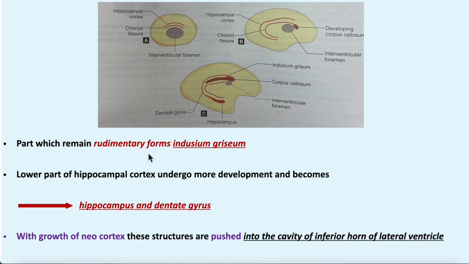Now the part which remains rudimentary forms the indusium griseum. So this portion is known as the indusium griseum. The lower part of the hippocampal cortex undergoes more development, which is going to form the hippocampus and the dentate gyrus, which is visible in the cavity of the inferior horn of the lateral ventricle. So this is the hippocampal cortex.